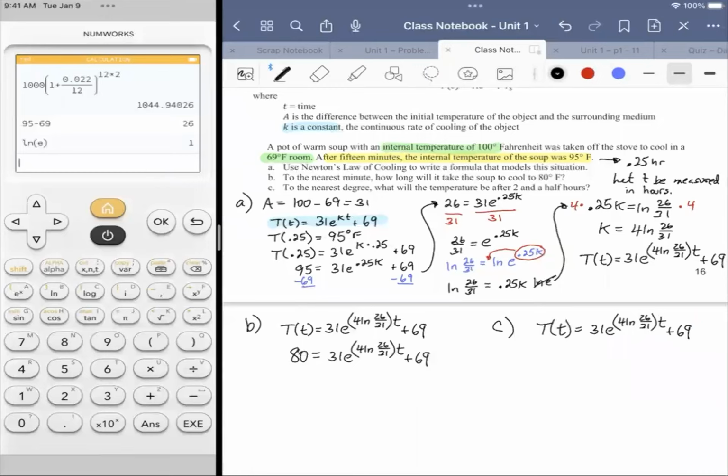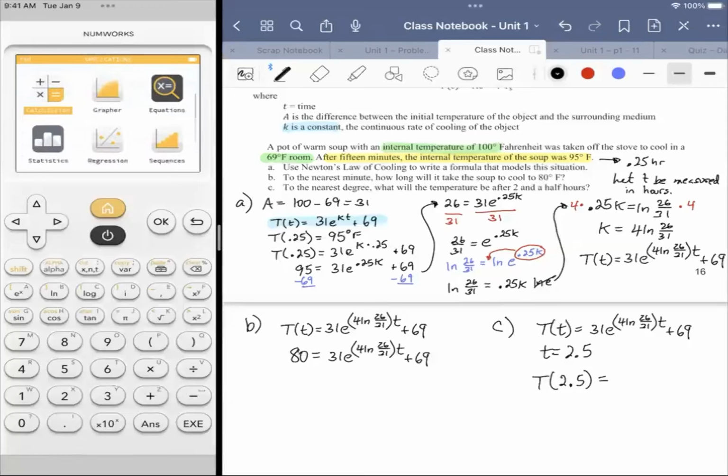For C, it says to the nearest degree, what will the temperature be after 2.5 hours? All right, so that's lowercase t is equal to 2.5. So I'm going to figure out T of 2.5. All right, but again, not an algebra course. So let's get the calculator involved.